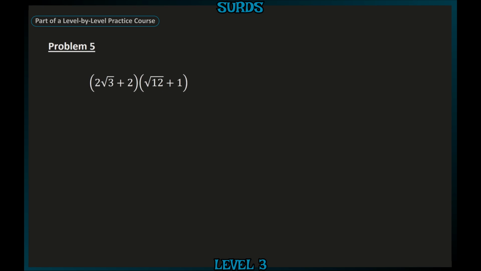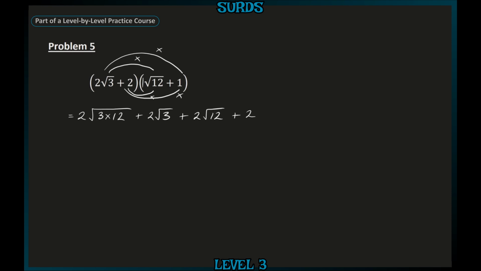Back to the problem, we need to expand these by first multiplying together the first 2. So we have 2 root 3 multiplied by root 12. Now the root 12 is a 1 root 12. So we can start by doing 2 times 1, which is 2. And the square root of 3 times the square root of 12 is the same as the square root of 3 times 12. Next we can multiply 2 root 3 by 1. And this just gives us plus 2 root 3. Next we have 2 multiplied by 1 root 12, which is just going to give us 2 root 12, and finally 2 multiplied by 1 is just plus 2.